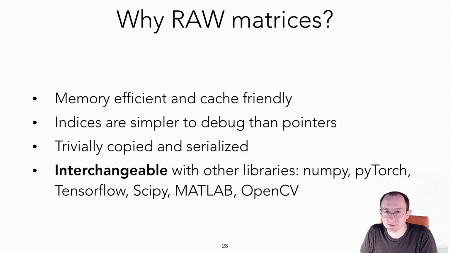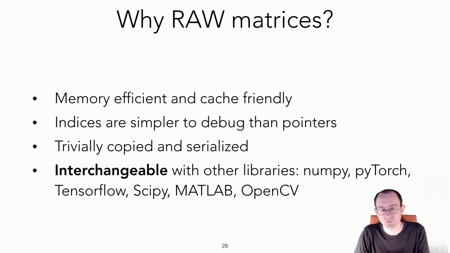So this is probably strange. Why would you stick with such a simple representation instead of taking advantage of, for example, more object-oriented constructions that allow you to be more careful and have type checking and so on? Well, the big advantage of working with raw matrices is that they are, first of all, very efficient in terms of memory and cache, so they tend to lead to algorithms that are faster, but they also have another major advantage, which is that they are trivial to copy and to serialize.